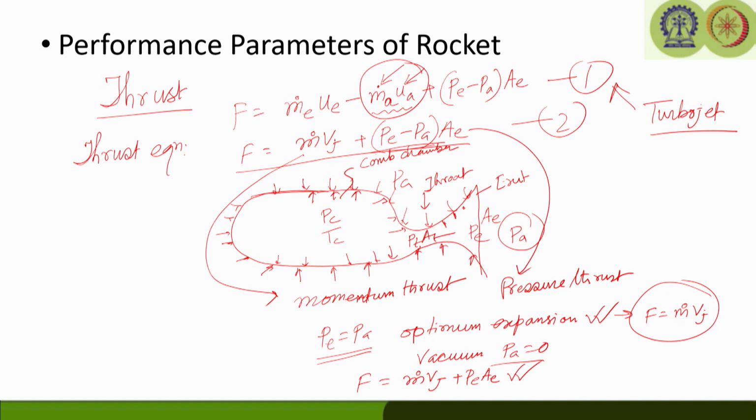Now, let us see other performance parameters. We begin with the thrust. Now, we can say the total impulse. Total impulse is denoted as IT, which is the integral over the time duration of F into dt. For a constant thrust, we can simply write the total impulse equal to F into T.